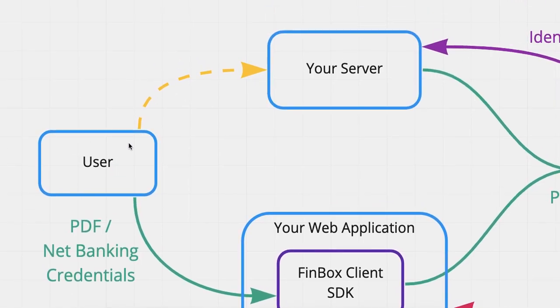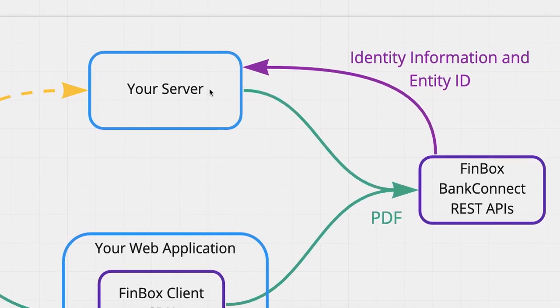Now the user, through some journey, can submit the PDF statements to your server. And then your server can make API calls to FinBox BankConnect REST APIs. As soon as you submit a bank statement, it gives you the identity information like the account holder name, account number, and also the time period, which you can use to check whether the given person is a valid person, and also if the statement has been submitted for the period that you require it for.